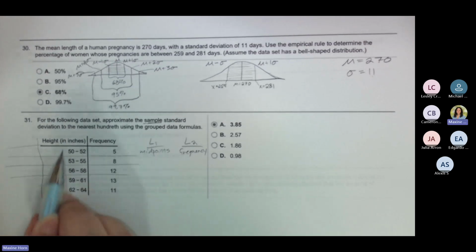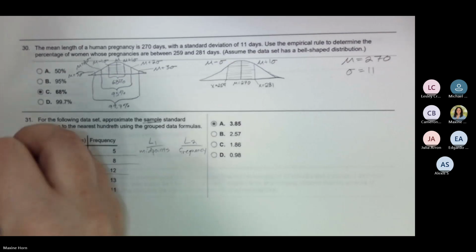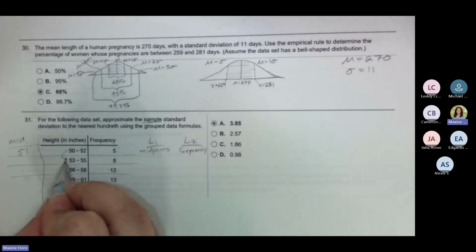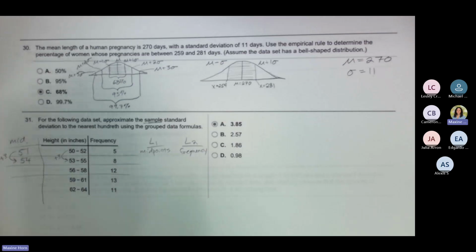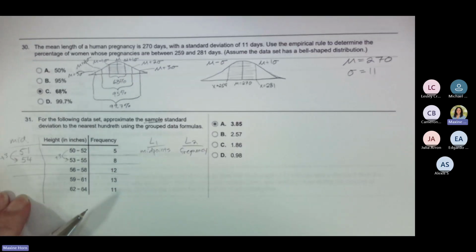We're going to take the average of these, add them up, divide by 2. So on and so forth. Or how did I get from here to here? I added my class width. I'm going to do the same thing to the midpoints. Okay, we find our midpoints.